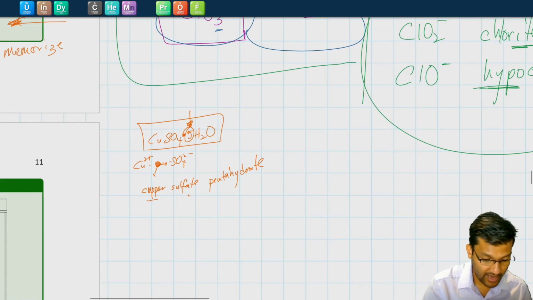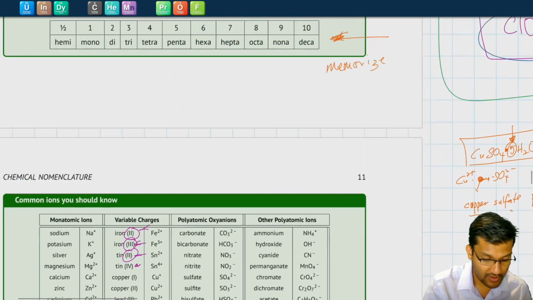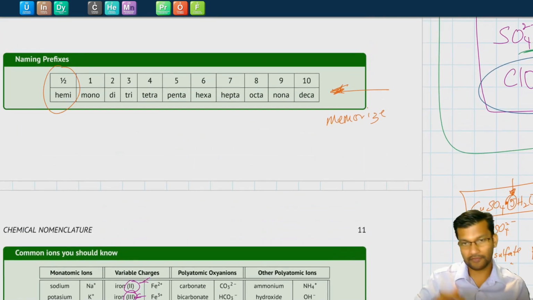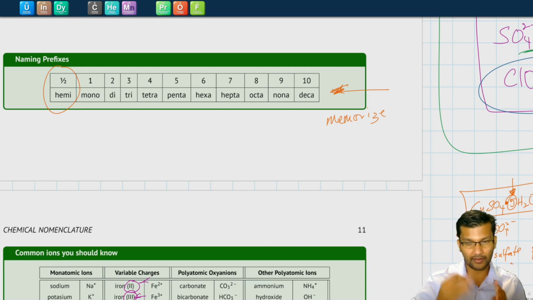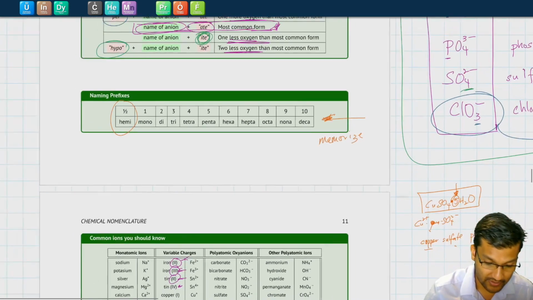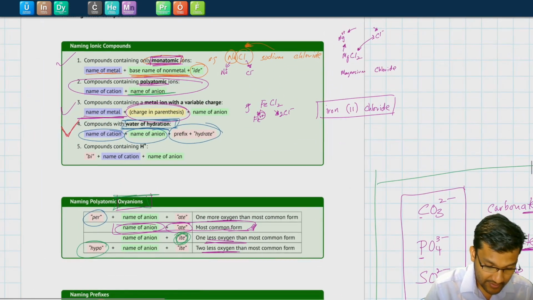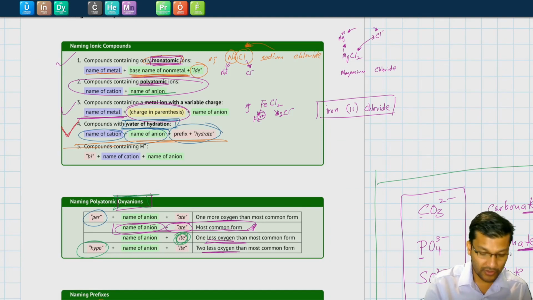Note that you could also have half a water molecule. Really what that means is for every 1 pair of cation and anion, you have half a water molecule, which means basically for every 2 cations and 2 anions, you just have 1 water molecule in between them. That's all that means. So that's how you name salts with water of hydration. You just use the prefix for the number, and then you use the word hydrate.